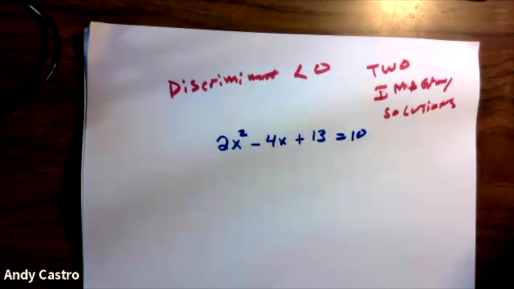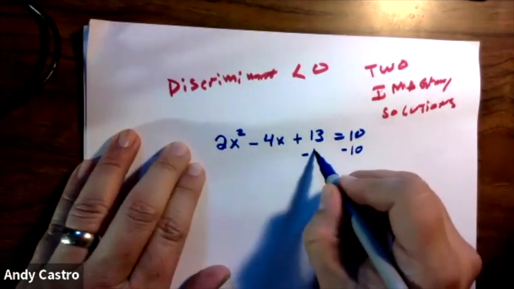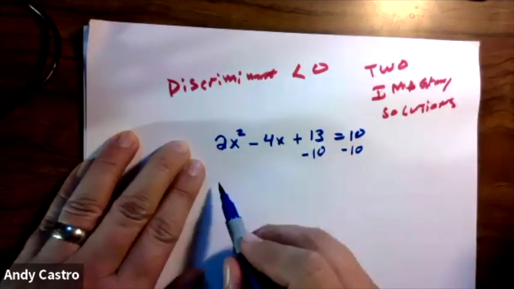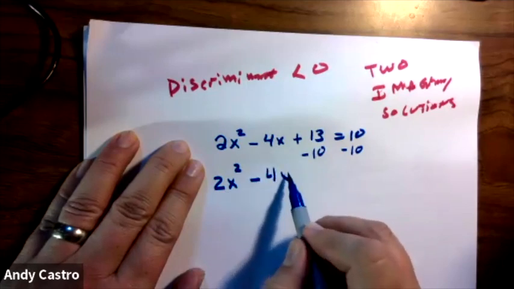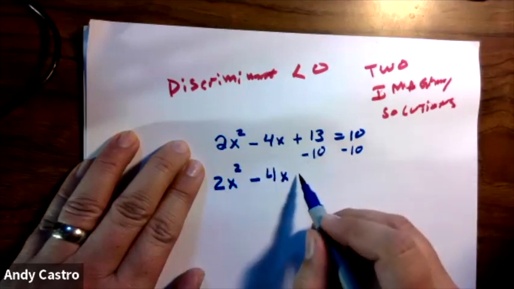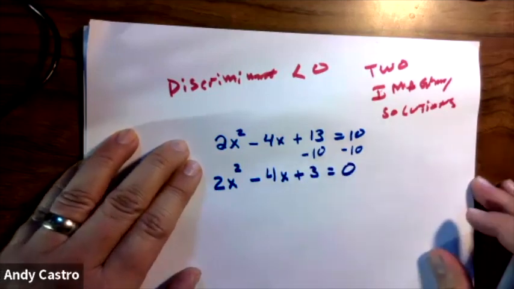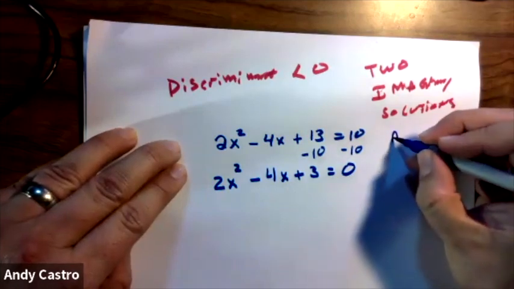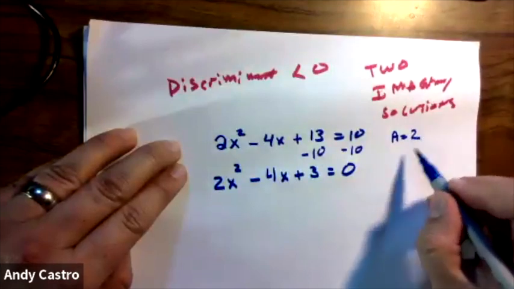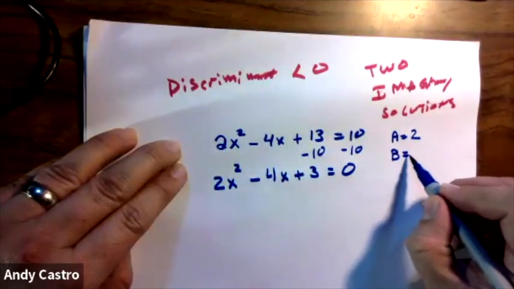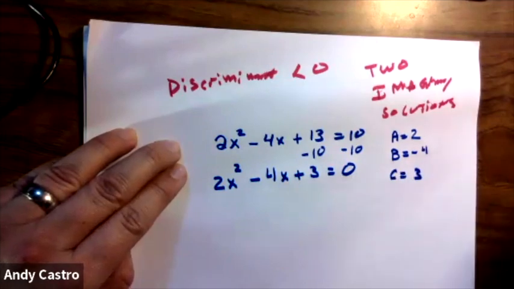Okay. All right, so first things first, I'm going to subtract 10 from both sides because it needs to equal 0 to use my quadratic equation. I'm going to choose to do that. 13 minus 10, that's just 3. And then 10 minus 10 is 0. There we go. So my A is equal to 2. My B is equal to -4. And my C is equal to 3.